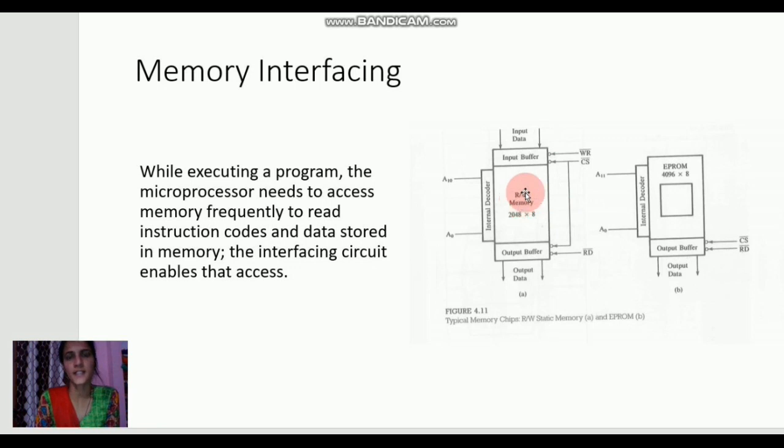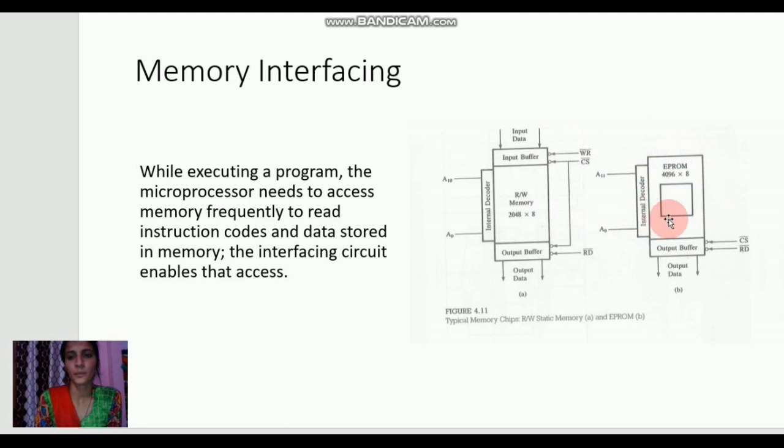Looking at the chips, each chip has an internal decoder which decodes the address to select a particular register in the chip. An input buffer, which is enabled using the write signal, is used to write something in the chip. An output buffer, which is enabled using the read signal, is used to fetch data from the chip. All these work only when the chip is selected. That's why there is a chip selection signal present.